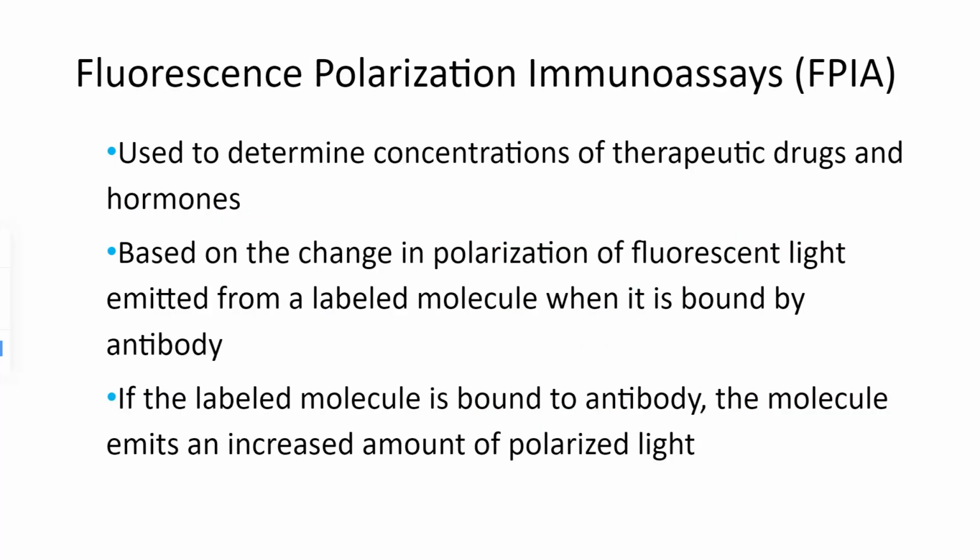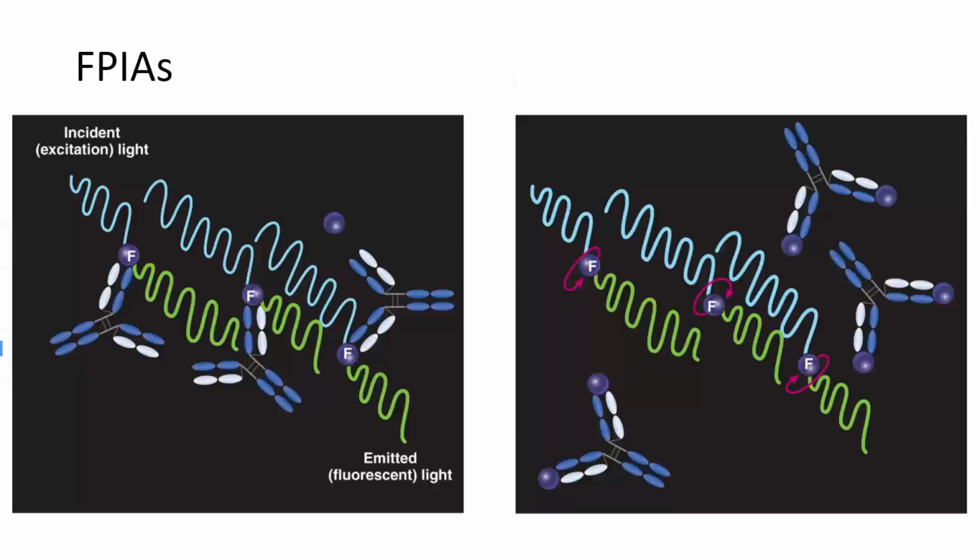Fluorescence polarization immunoassays, FPIAs, are used to determine the concentrations of therapeutic drugs and hormones based on the change in polarization of fluorescent light emitted from a labeled molecule when it's bound by antibody. If the labeled molecule is bound to antibody, the molecule emits an increased amount of polarized light. And this is a picture of that emitted light happening.